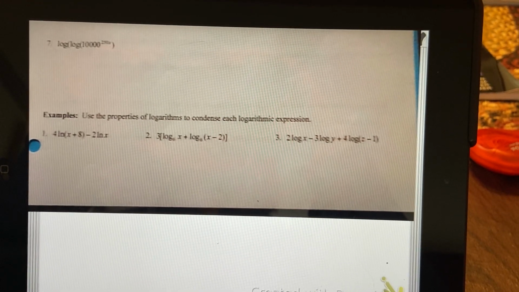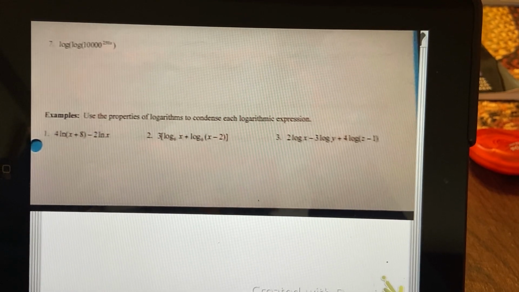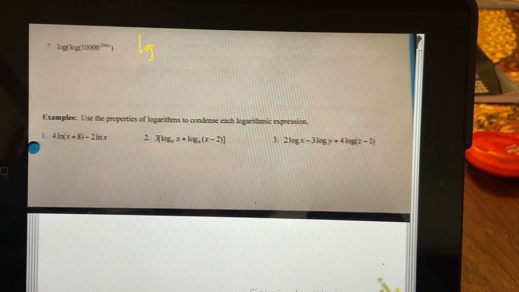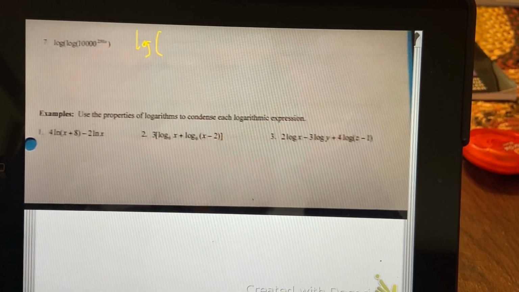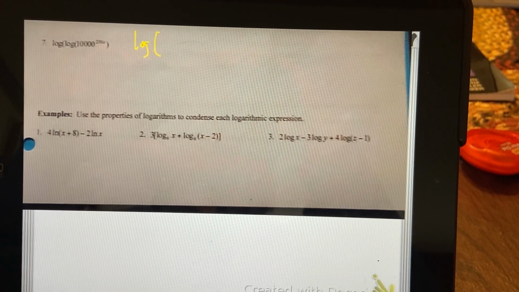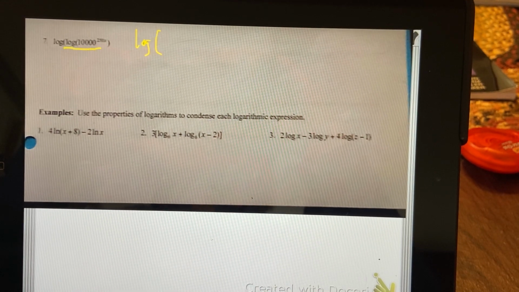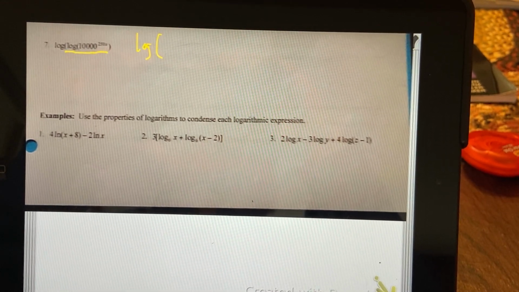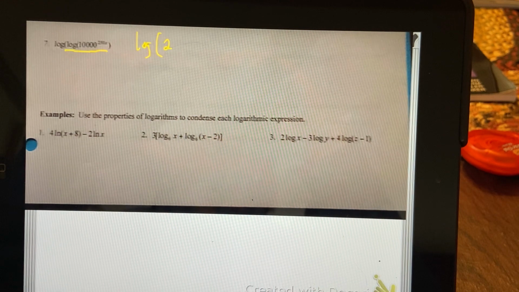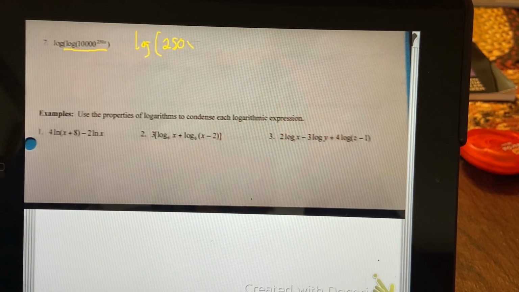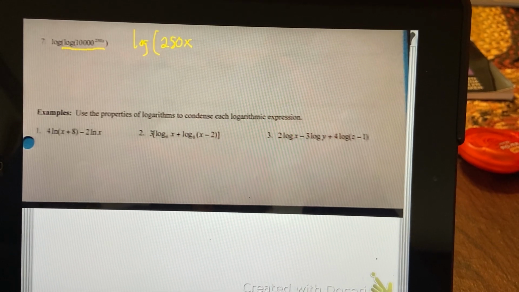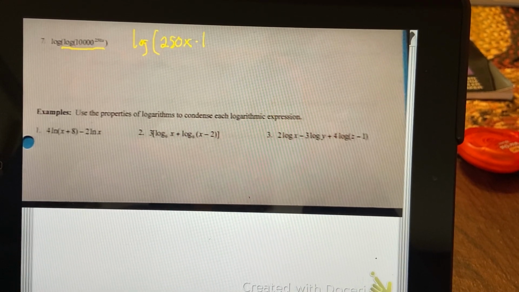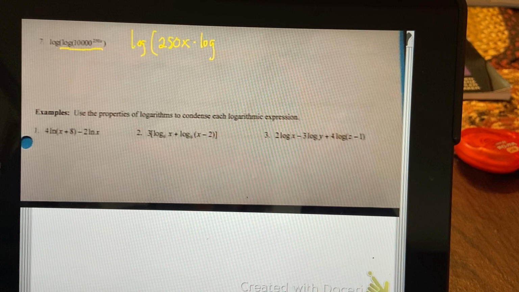I'm going to come over and say, well, first thing, I've got, let me fix that a little bit. I've got the log out front. Now, I'm focusing on this 250x. I'm looking at this term right here. 250x, he's in my way, so I'm going to bring him down in front. So 250x. And then I've got the log of 10,000.